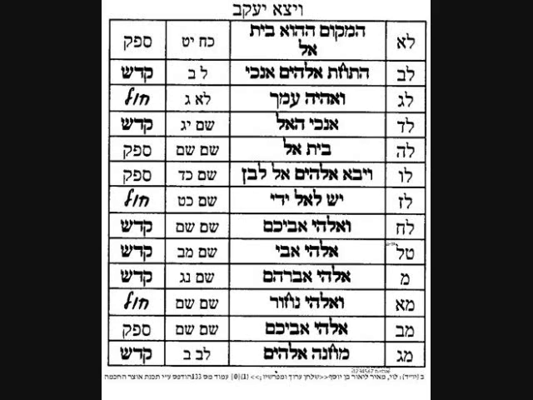So we have one posuk that has three shemos. One is kodesh, one is chol, and one is a suffix. What is that posuk? "Elokei Avraham v'Elohei Nachor Elokei avihem." Three shemos in one posuk with three different halachos.